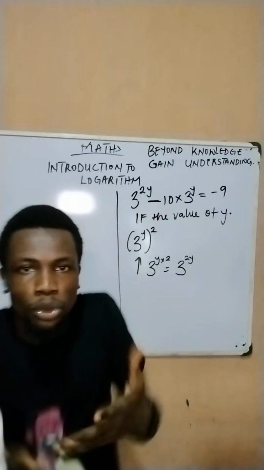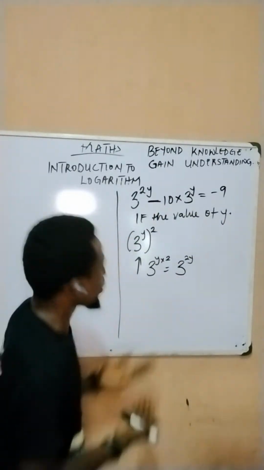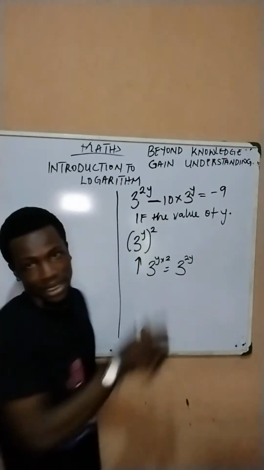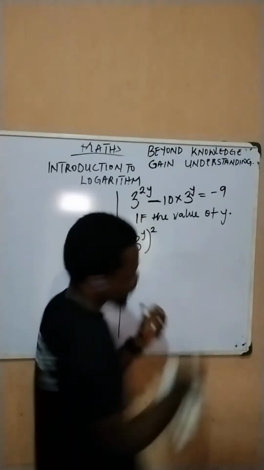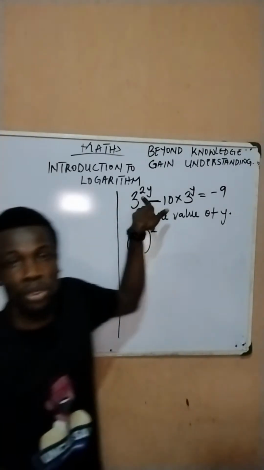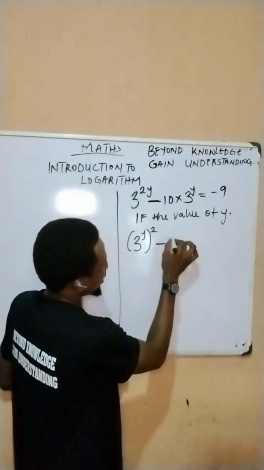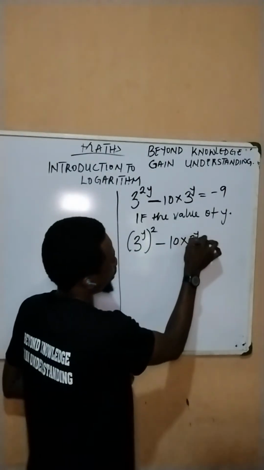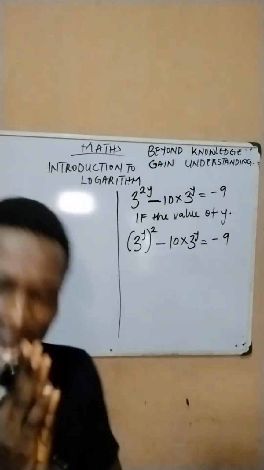But because we're trying to express this in terms of a quadratic expression, we have to go through this route to reverse it. And you're going to see what I'm going to do with this. So I've reverse engineered this to give me this. Then I put my negative sign, minus 10 multiplied by 3 raised to the power of y, equal to negative 9. So what can I do at this point?